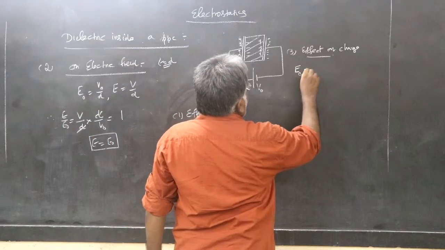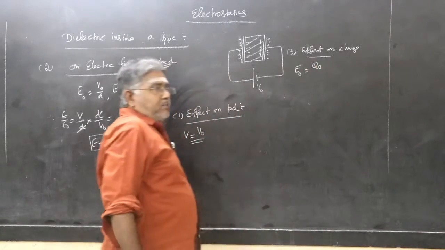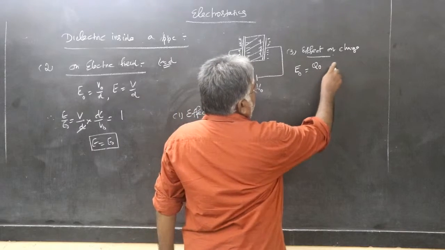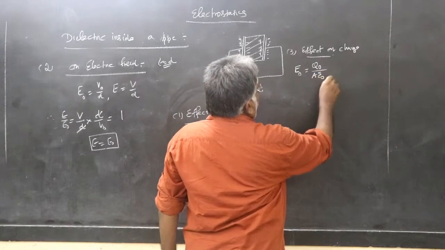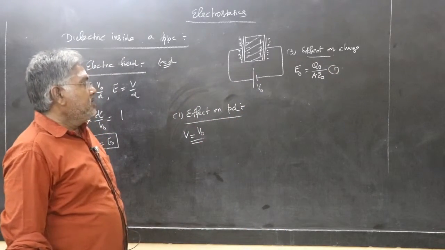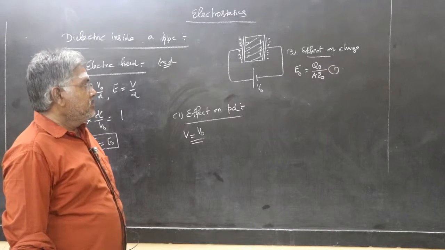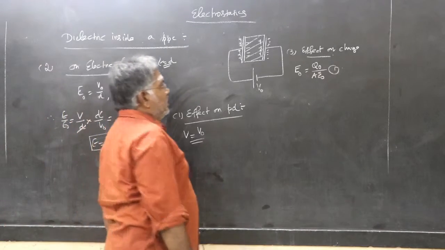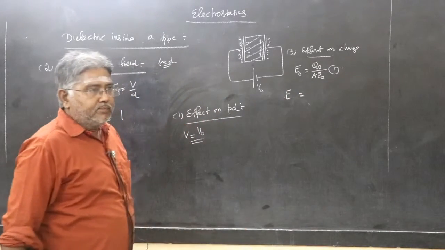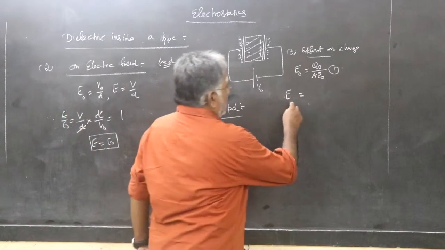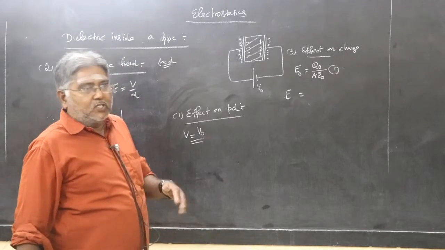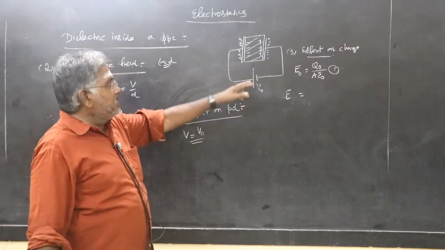So let's say that this is E naught. E naught is sigma by epsilon naught, the formula for the electric field inside a parallel plate capacitor. So E naught is Q naught by A epsilon naught. Then after you introduce the dielectric, E is equal to, now there will be more or less some charges there. Let us assume some change in charges because the battery is in connection.